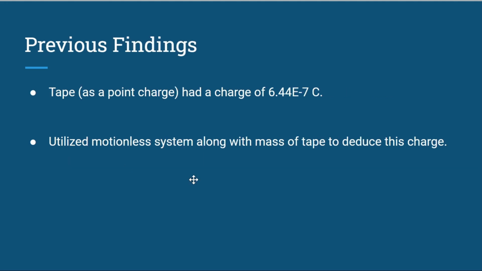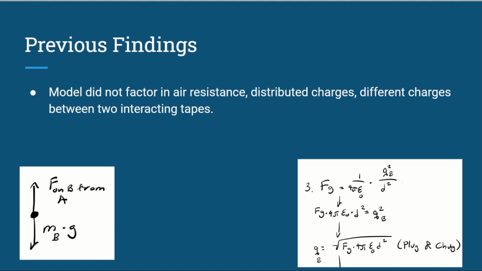Continuing from the previous findings of last lab, we were able to deduce that the tape had a charge of 6.44 times 10 to the negative 7 coulombs. This was assuming that each tape was acting as a point charge, or that both tapes have the exact same net charge. We utilized the motionless system along with the mass to deduce this charge with the math displayed below. This is the math that we utilized in the previous lab to determine the actual charge present on the tape when modeled as a point charge.